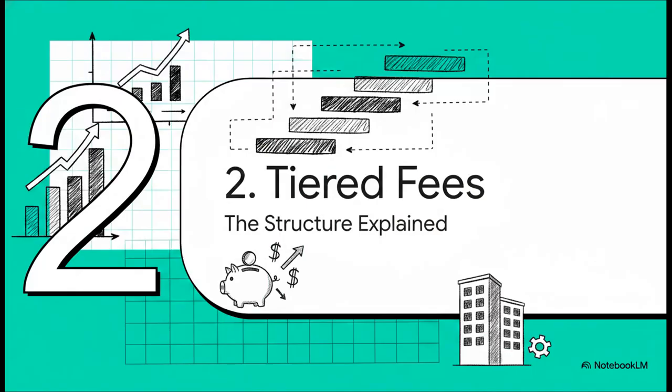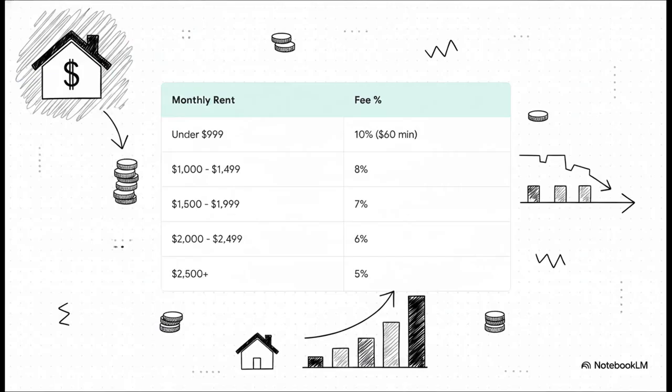Section 2, the tiered fee structure. Let's examine the actual math here. Now, what's really interesting about this slide is how the management fee actually drops as the property's rental income increases. If your property rents for under $999, the fee is 10% with a $60 minimum. But as soon as rent hits that $1,000 mark, it drops to 8%, and it eventually steps down to just 5% for properties renting at $2,500 and higher.